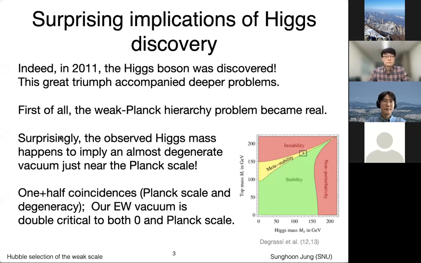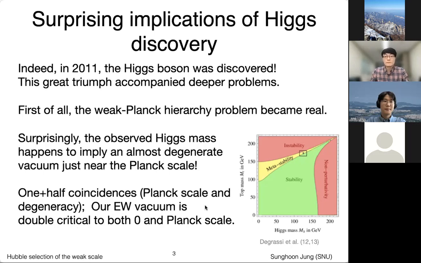And more relevantly and more surprisingly, the observed Higgs mass value of 126 GeV, combined with other standard model parameters, happened to imply the existence of another degenerate vacuum just near the Planck scale. So it didn't have to be that way. This statement contains 1.5 coincidences, actually. One is that the degenerate vacuum exists, and the other is that it is at the Planck scale, not a random scale. That means that our electroweak vacuum, or our universe, is critical or metastable, right? So if it just disappeared tomorrow, it would not be surprising anymore.